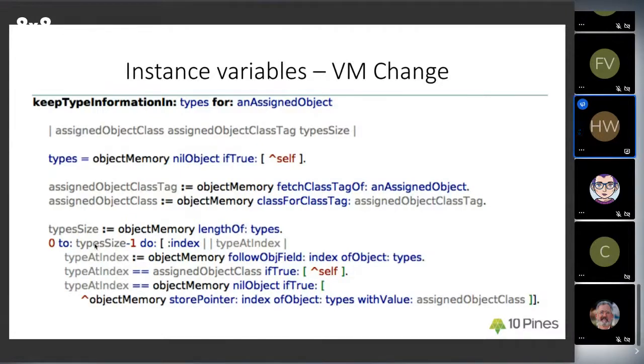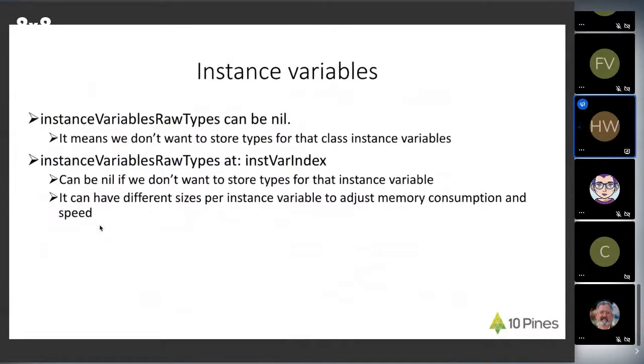The size of the array is configurable. By default, it's 10, because we have 10 fingers, and it works pretty well. So instance variable row types can be nil. For example, if you don't want to collect types for a specific class, for the instance variable of a specific class, you put nil in instance variable row types, and also the types array of a specific instance variable can be nil if you don't want that specific instance variable to collect type. And of course, you can make it smaller or bigger, the size of that array.